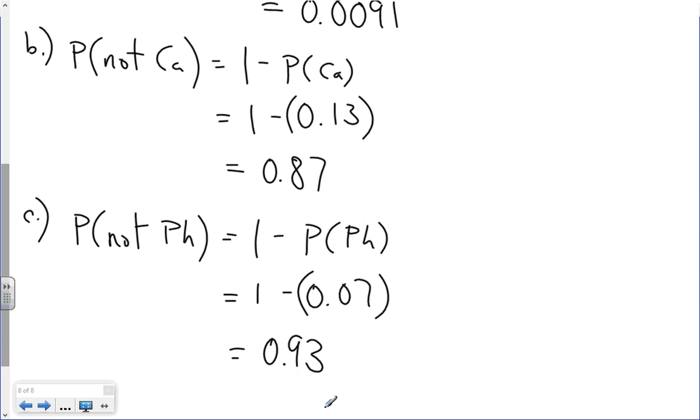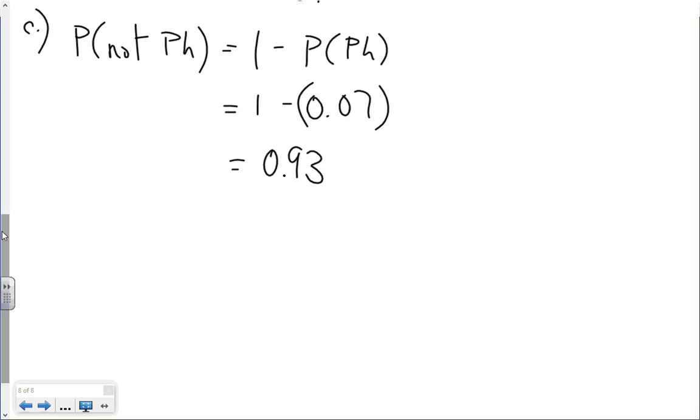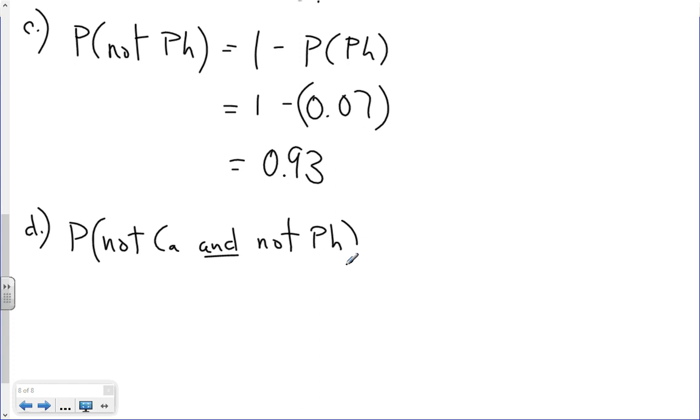All right, look at part D now. D says neither Kelvin nor Phoebe catches the mumps. Neither Kelvin nor Phoebe. We can use the calculations we just did to help us do that. We want the probability of not Kelvin and not Phoebe. So this is going to be equal to the probability of not Kelvin times the probability of not Phoebe.